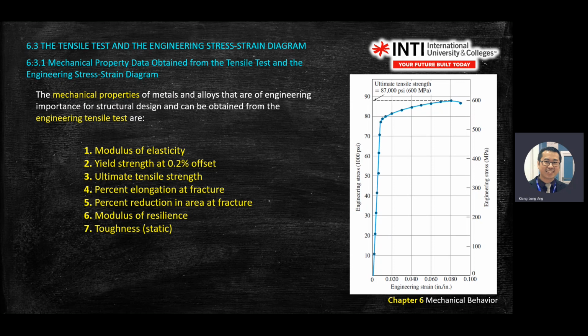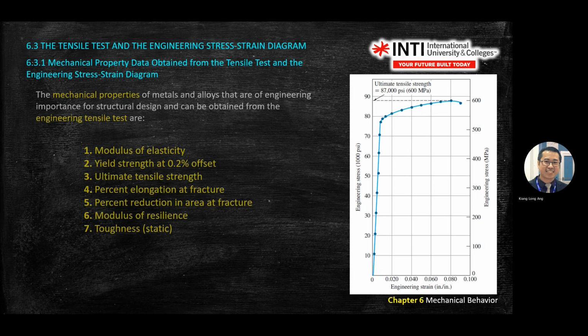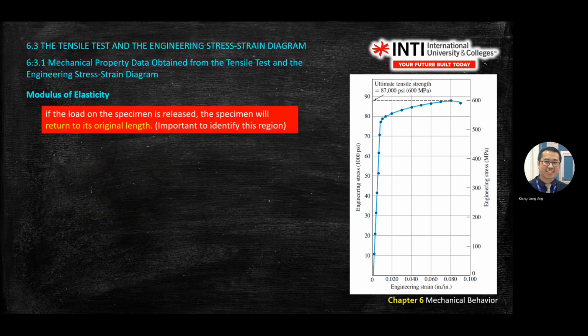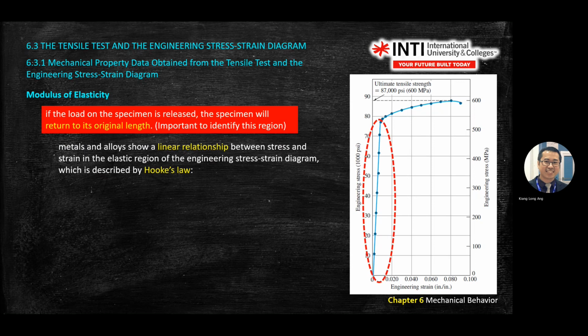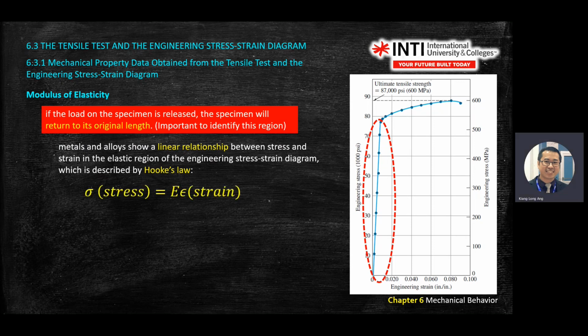Are you able to identify where is the ultimate tensile strength on the tensile graph? So all these are add-on information already explained. On the graph, the first straight line falls under Hooke's law. It gives you stress equal to E times strain. First region there.